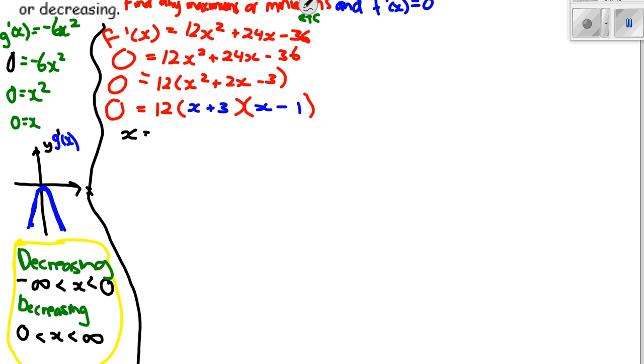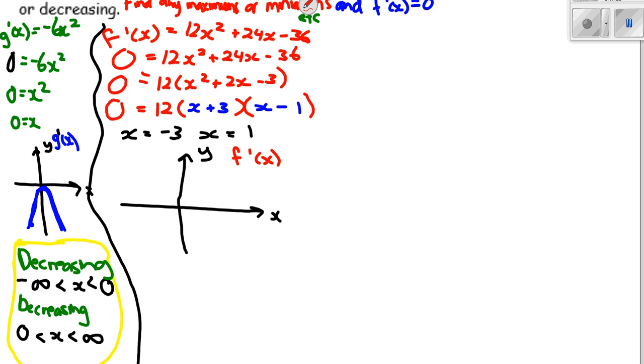So what are our two values of x? 1 and? Negative 3, yeah. x equals negative 3, x equals 1. So now, because it says use the first derivative, we're going to graph the first derivative. It's a good thing to practice graphing anyway. What are our two x-intercepts for the first derivative? Negative 3 and 1. Notice we're graphing f dash x. I don't know why I wrote y. It's actually f dash x.